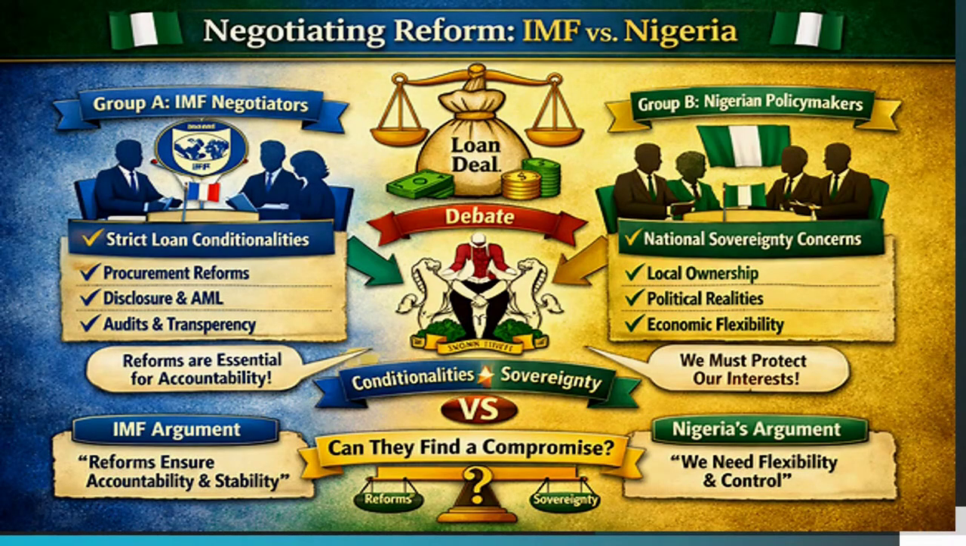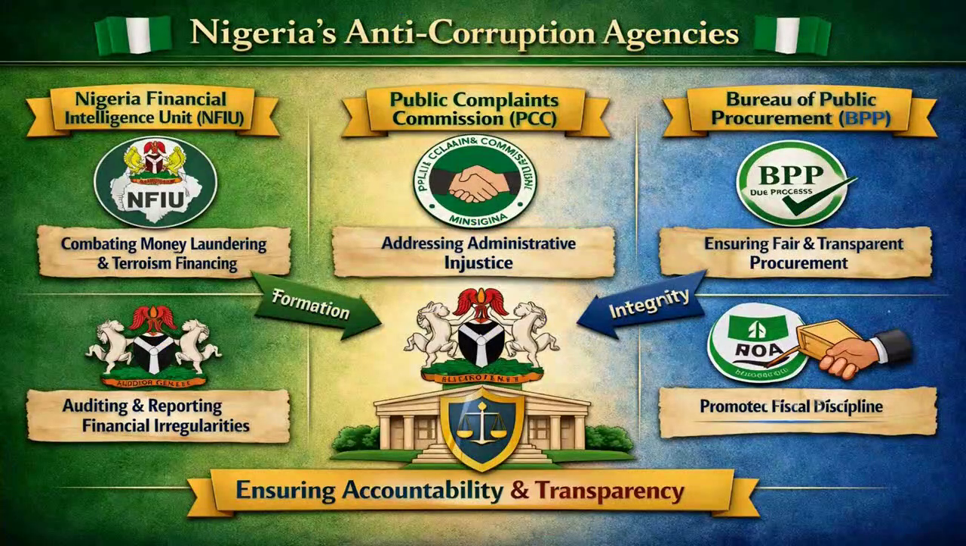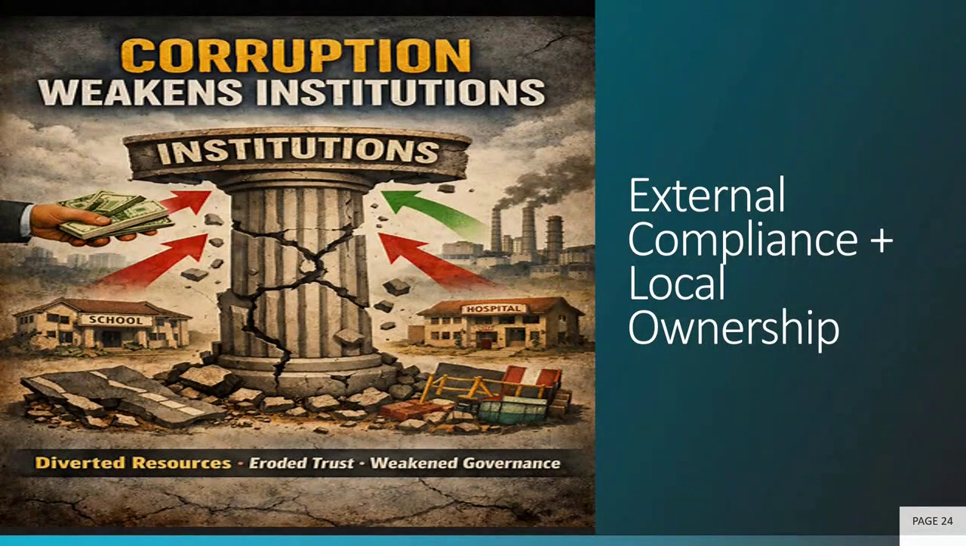How did IMF negotiators justify conditionalities? How did Nigerian policymakers defend sovereignty? Which arguments felt more persuasive and why? How effective have Nigeria's EFCC or Auditor General's Office been with donor support? What lessons can Nigeria learn from Indonesia's KPK? If advising Nigeria's Ministry of Finance today, which single conditionality would you prioritize and why?